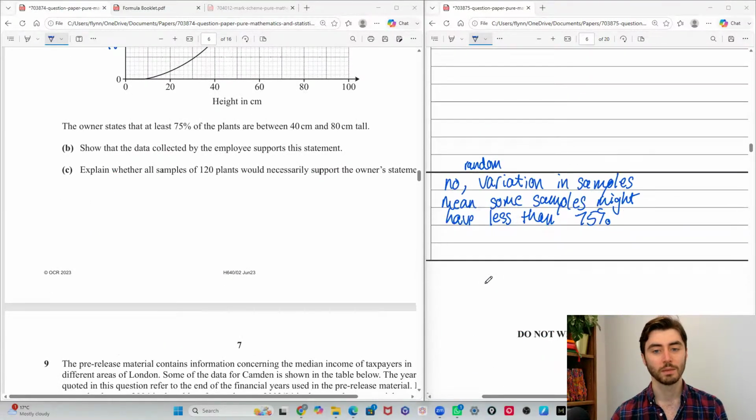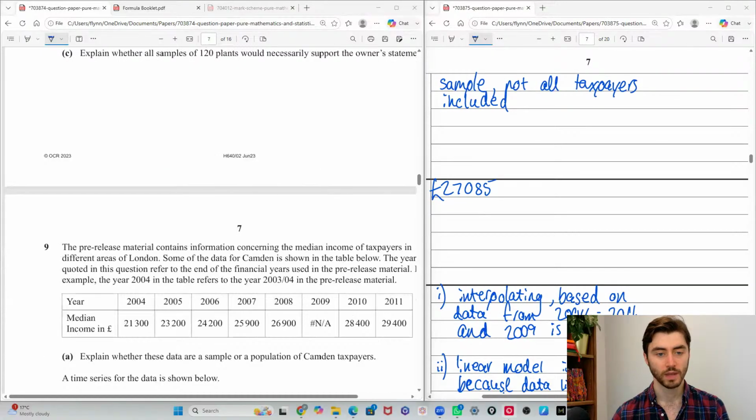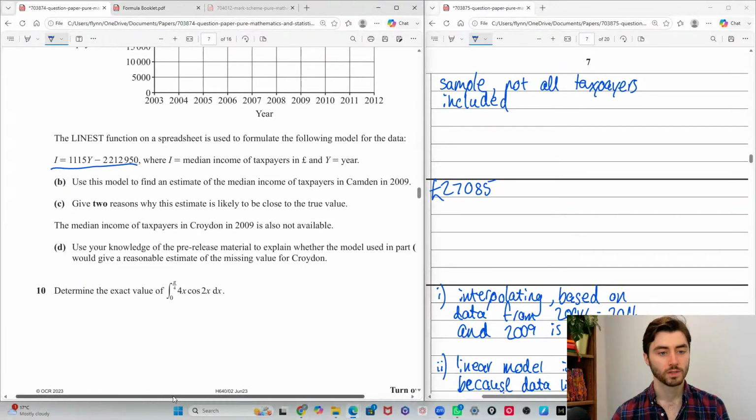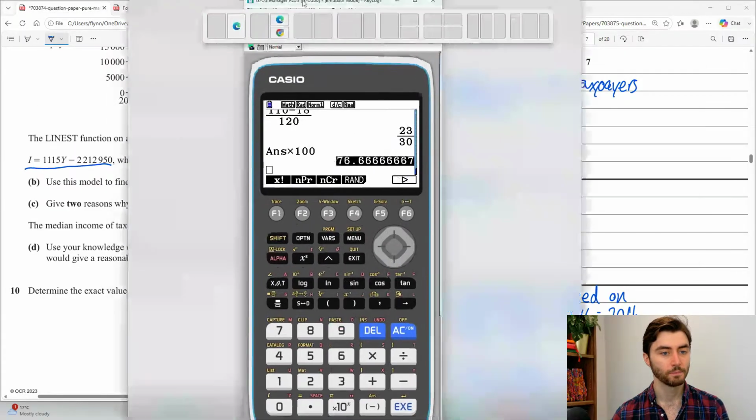I don't like it. I'm not going to check my explainers. I'm going to check the math. So 2009, let me just plug that in.